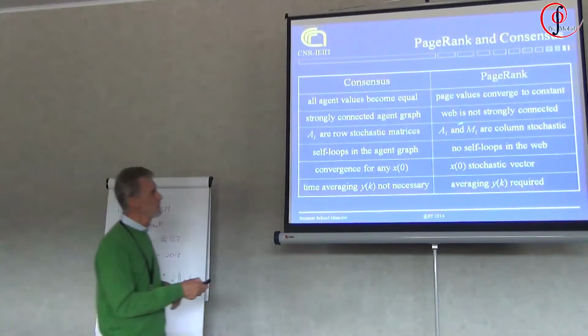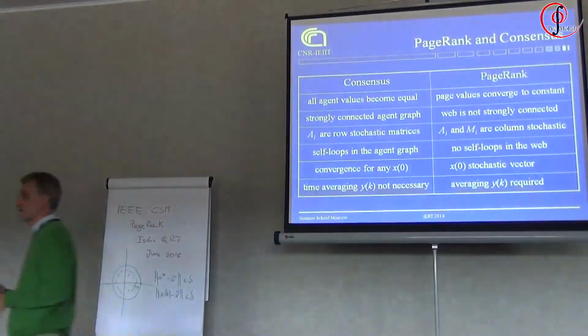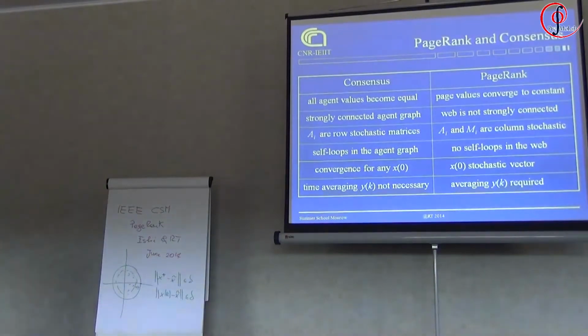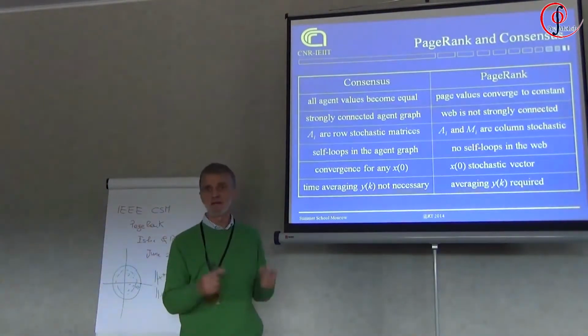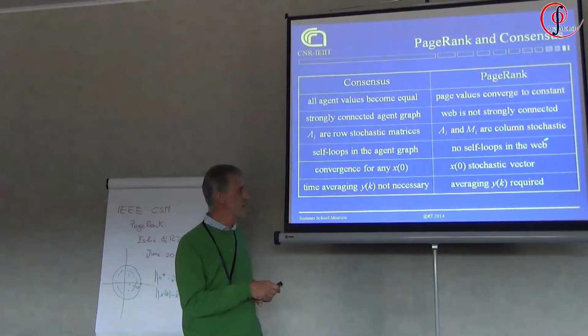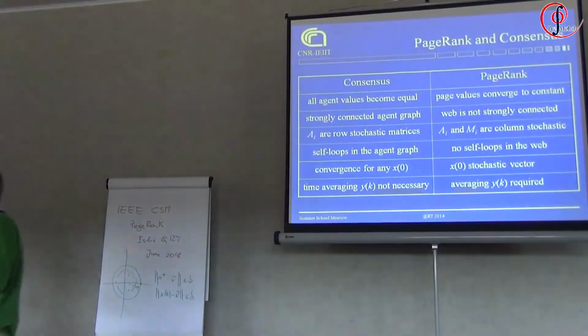From the technical viewpoint, we are seeing that AI and MI are column stochastic. On the other hand, from consensus, the problem is the dual one, so you are working with non-stochastic analysis. Self-loops, well, here we are not allowed to play with self-loops, because self-loops is like spamming. And in fact, this is a question that many people ask me, and I don't know the answer. How can you detect in a reasonable fashion if a web page is spammed?